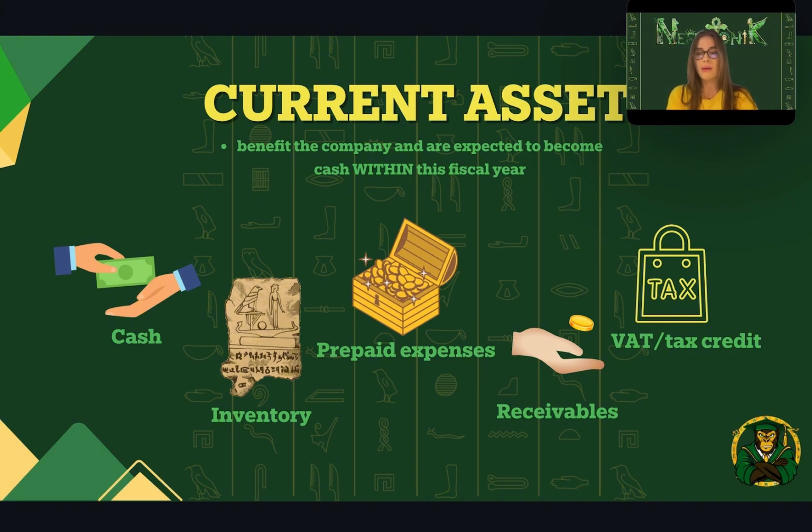Receivables are money that the company will eventually get for something they already sold. For example, if I'm selling a yellow t-shirt to you, the customer, and you're not paying right now, and you're paying, I don't know, in a few weeks, that will be counted as a receivable in my account. And tax credit from VAT. If the company has paid tax for something, they get a tax credit from the government within this year. So it's a current asset.